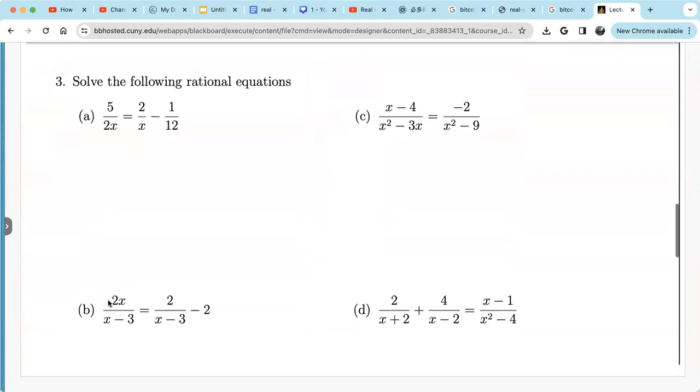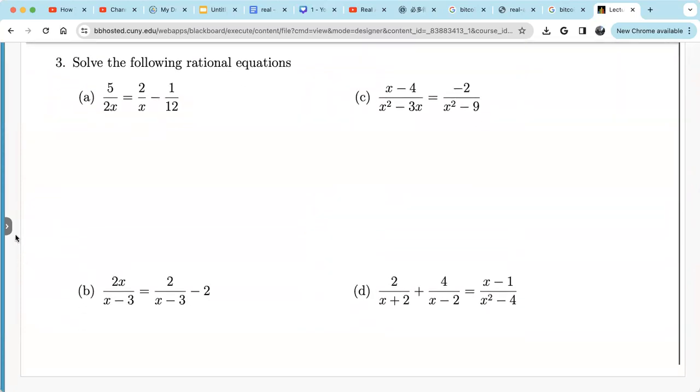Now let's solve these rational equations. Right, let's see the first one. First one, we have 2 terms. So in class, I talked about this. Okay, let's figure out the least common denominator. The least common denominator for this one is 12x. Right, so we just multiply 12x on both sides.